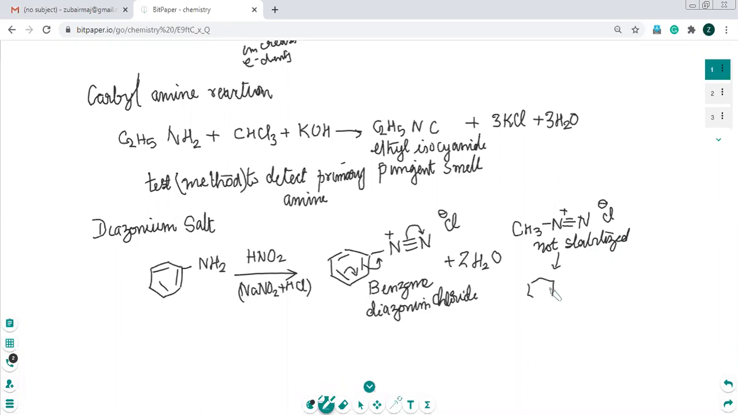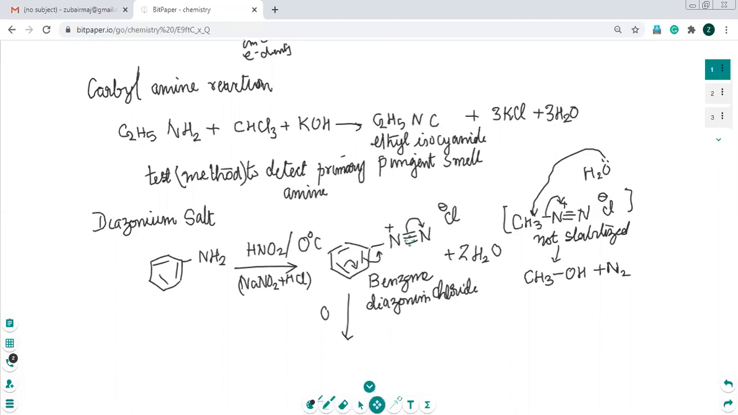This will get decomposed by water into alcohol. H2O will attack this because the reaction is done in water, and nitrogen bubbles will come out, plus N2 gas. But this one is quite stable at 0 degrees Celsius. Remember, this is to be done at 0 to 5 degrees Celsius. So this is the preparation of benzene diazonium chloride.